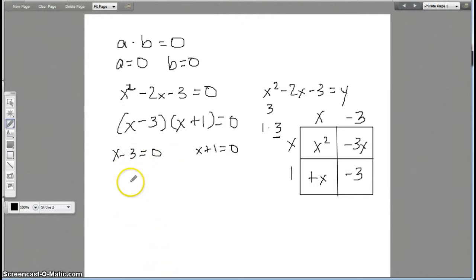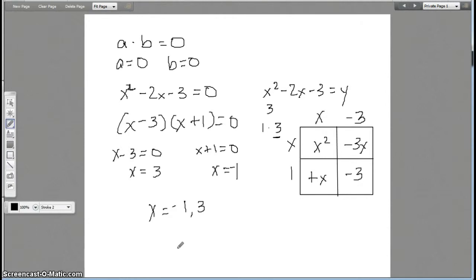If x minus 3 is equal to 0, we can add 3 to both sides and get x equals 3. If x plus 1 equals 0, we can subtract 1 from both sides and get x equals negative 1. That means our solution is x equals negative 1 or x equals 3. So both of those are solutions to this equation. So just to go through the brief rules on how to solve an equation by factoring.